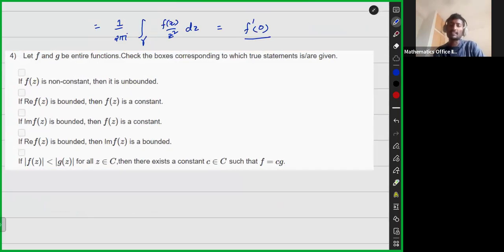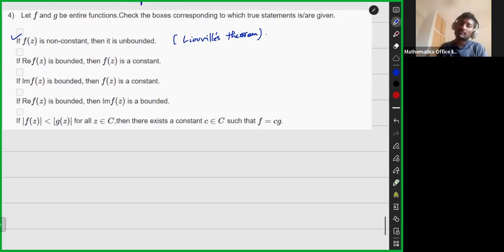Let f and g be entire functions. Which of the following options are correct? If f of z is non-constant, then it is unbounded. This is correct because of Liouville's theorem. If it was bounded, then it would have been a constant function because it is an entire function. Now, if the real part of f is bounded, then f is constant.